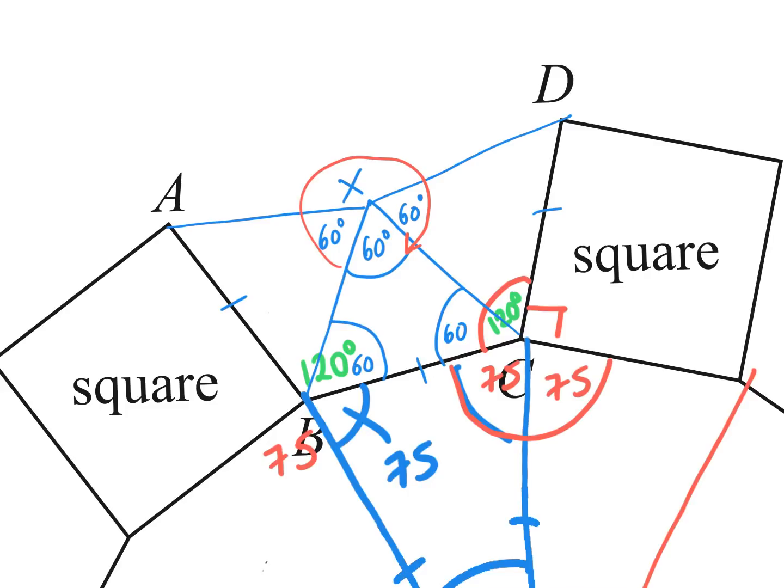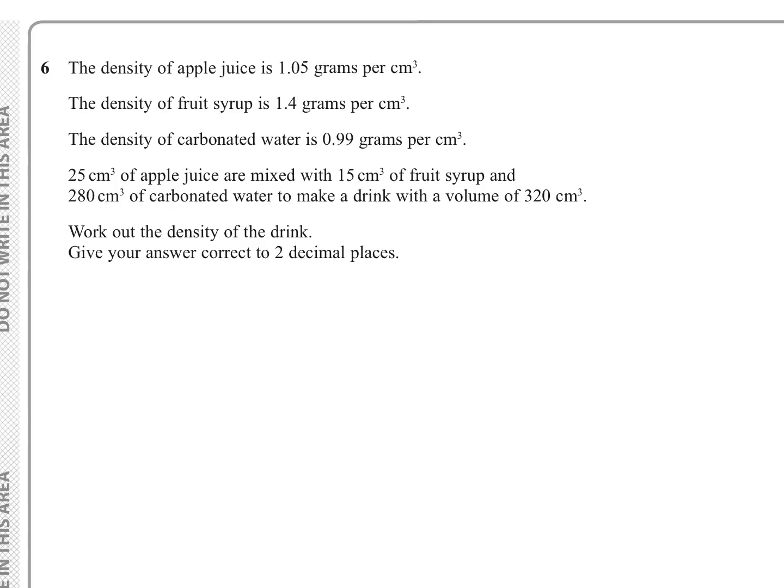Hopefully when you do yours in the exam, you'll just write yours a little bit more clearly and show all your workings out to support what you've got as your answer. Question 6. The density of apple juice is given, the density of the fruit syrup is given, and so is the density of carbonated water.